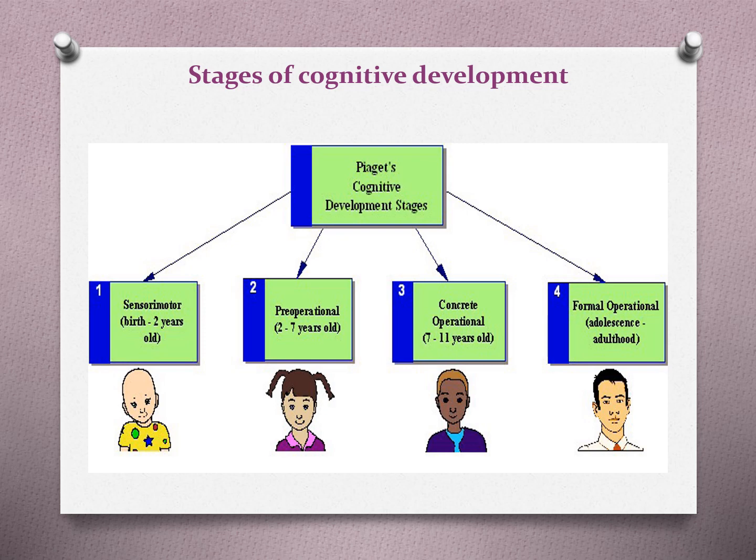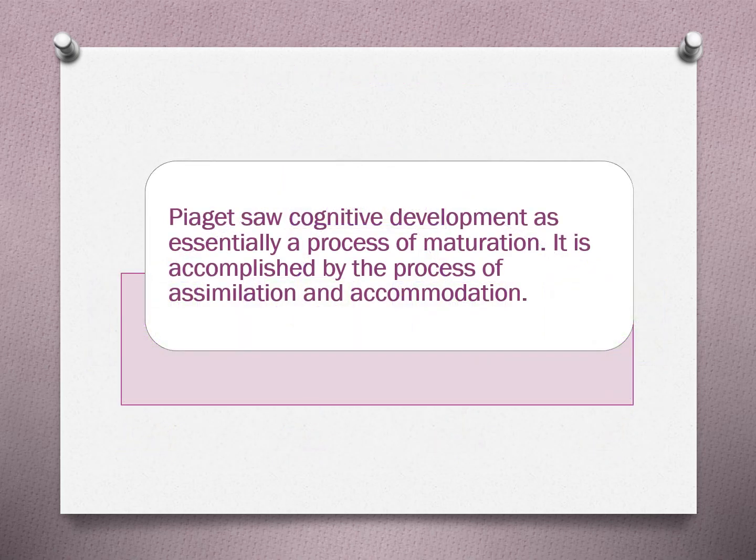Like Piaget, who saw cognitive development as essentially a process of maturation. It is a process of maturity. It is accomplished by the process of assimilation and accommodation.